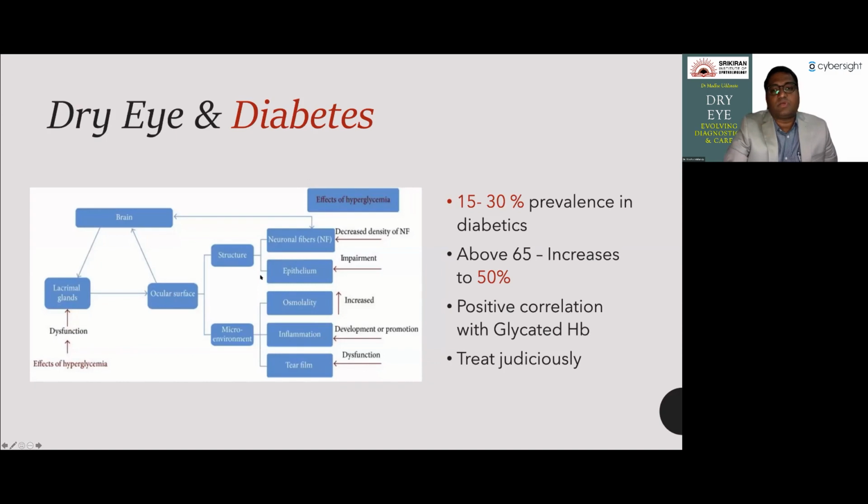This is a simple multifactorial way in which diabetes can cause dry eye: by decreasing the density of nerve fibers, impairment of epithelial wound healing, increased osmolarity, development or promotion of inflammation, and dysfunction of the tear film. This leads to structural and microenvironmental changes disturbing the ocular surface. The effects of hyperglycemia can also directly affect the lacrimal gland, leading to dysfunction. This is from the aqueous deficient side, and this is from the evaporative side.